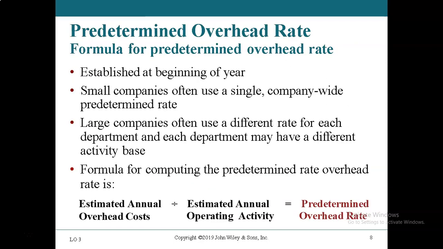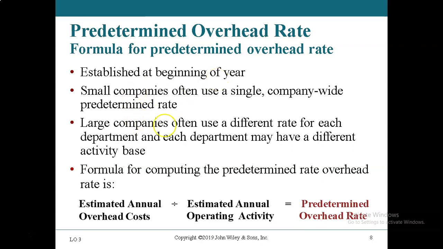Okay, lastly, we're going to talk about a predetermined overhead rate. Manufacturing overhead is not really known until the end of the year. It includes things like property taxes and factory depreciation. Those types of costs are not really known until the end of the year. But we need some way to estimate how much they're going to be during the year. So we call that a predetermined overhead rate.